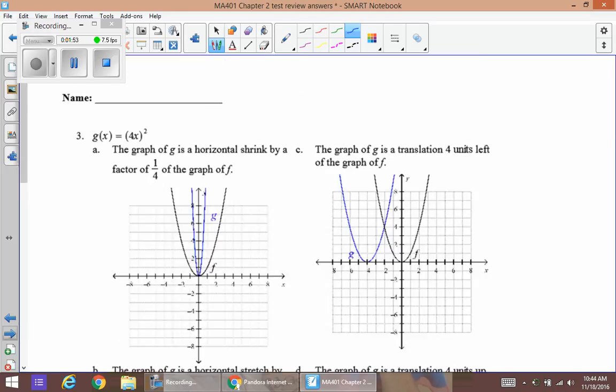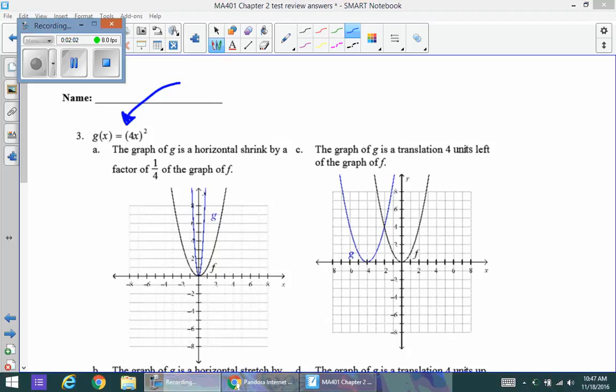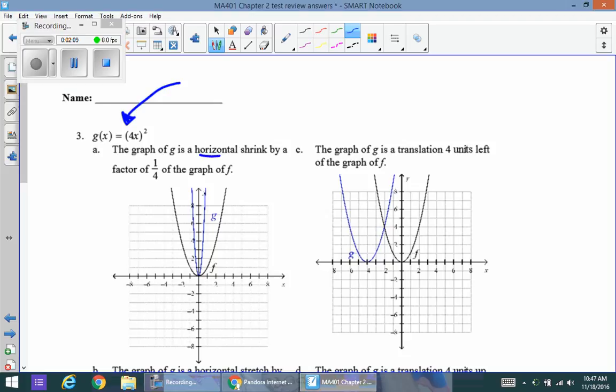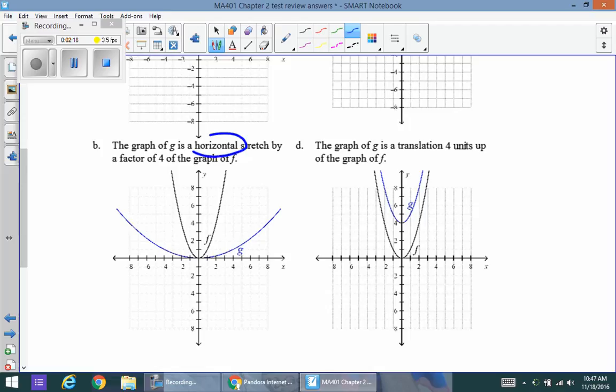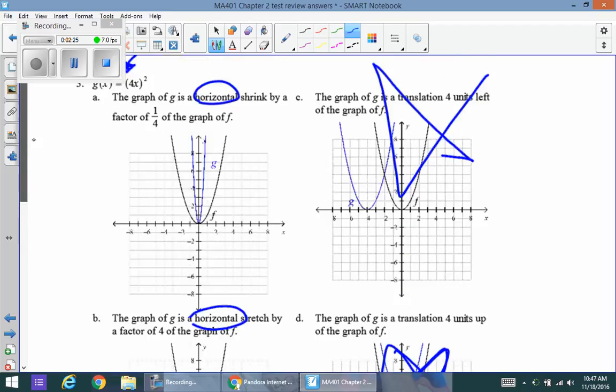Okay, tricky this. That 4 is on the inside. And when something is on the inside, it is the opposite of what you think it is. Okay, so what we want to look for is horizontal. This is definitely horizontal. This one says it's left. No way, it is not left. And here we have horizontal. And this one is saying up. No way, it's not up. Okay, so it's either a stretch or it's a shrink.